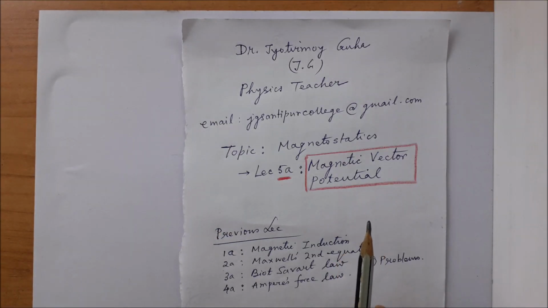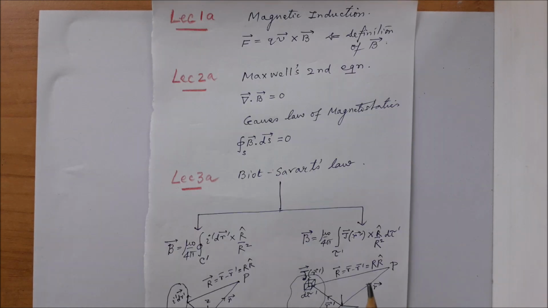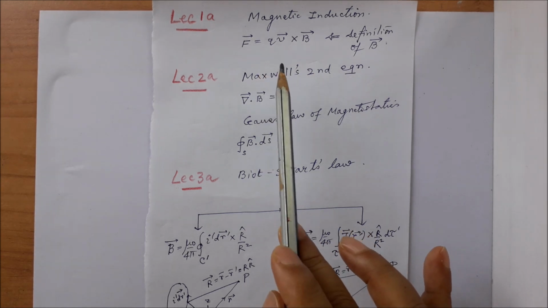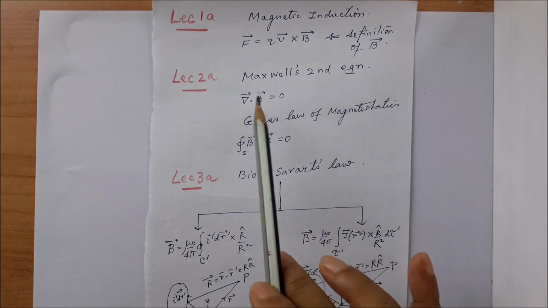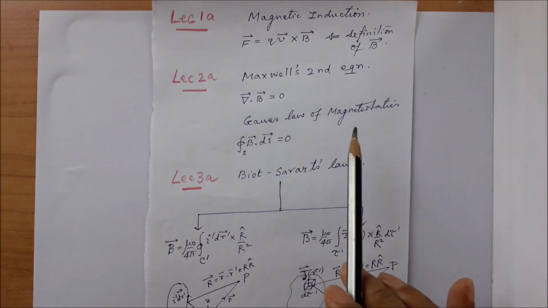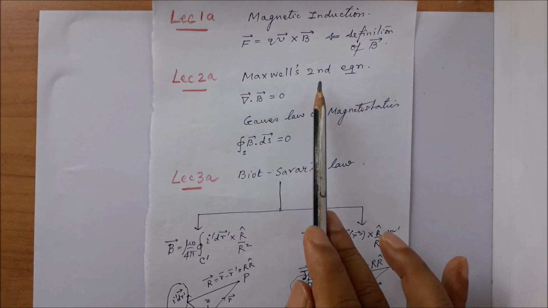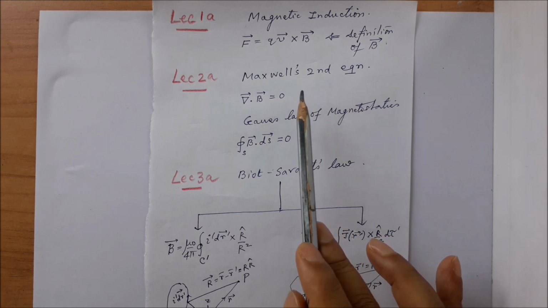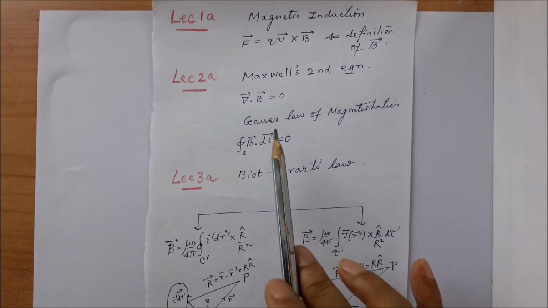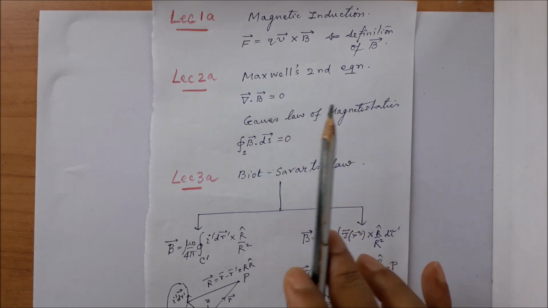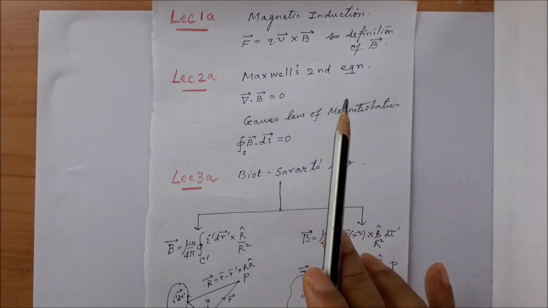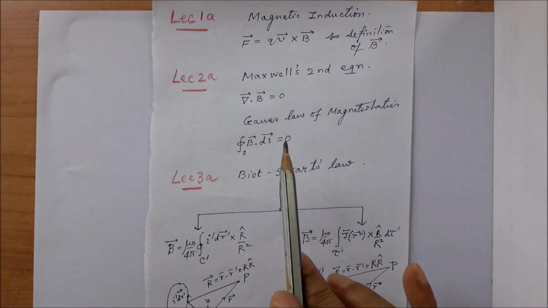Let me start this lecture on magnetic vector potential. We previously defined magnetic induction from the Lorentz force equation. We proved and discussed Gauss' law of magnetostatics and Maxwell's second equation of electrodynamics, which says that magnetic monopoles or charges are not there and are not physical reality.